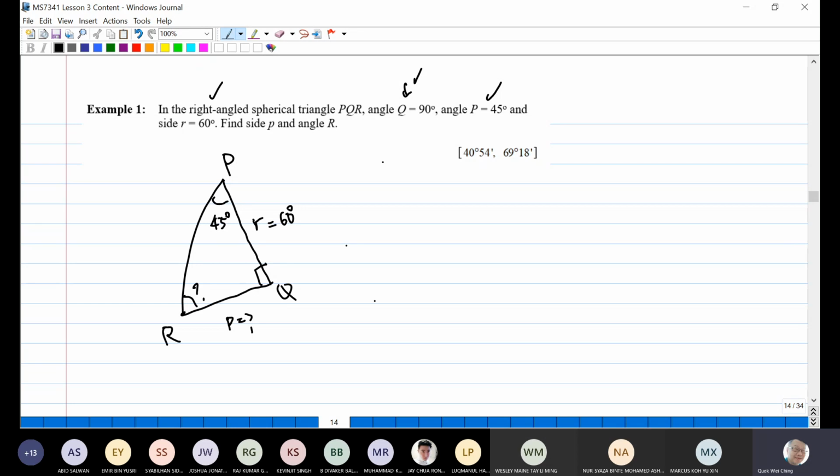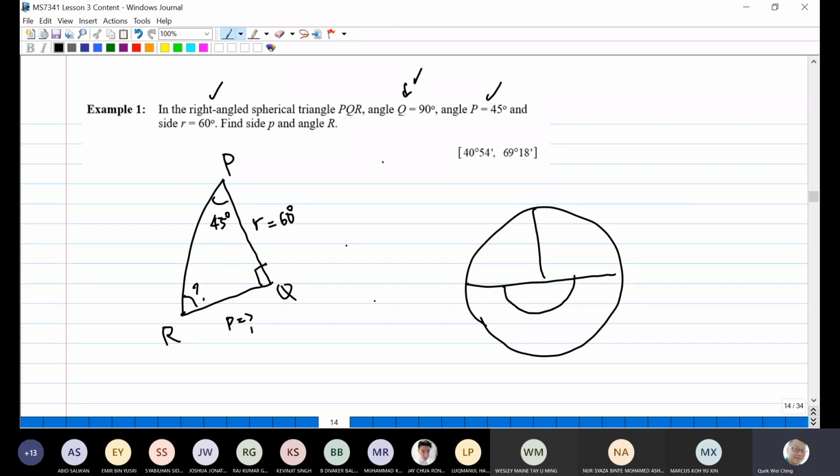Okay, so let's draw the Napier's circle. Napier's circle looks like that: you have a circle, the top divided into 2 parts, and the bottom divided into 3 parts with a comb inside. So we'll draw it, it will look something like this. Three parts, with the comb there.